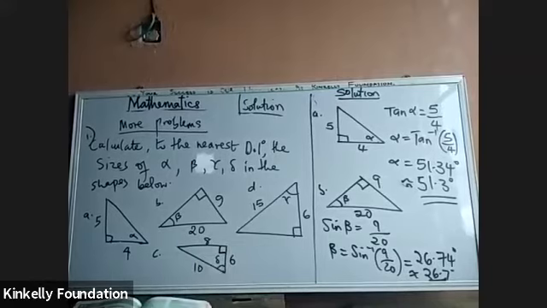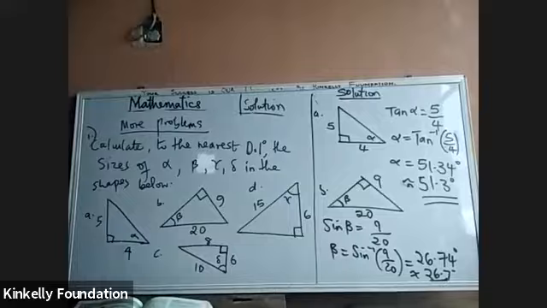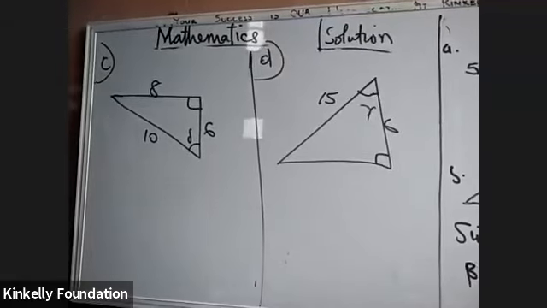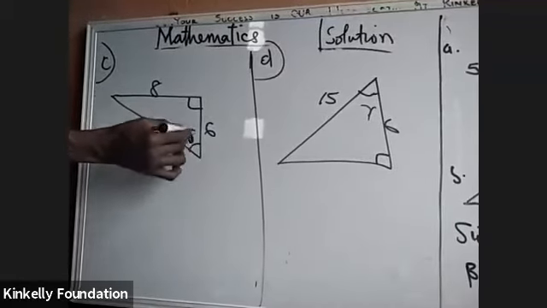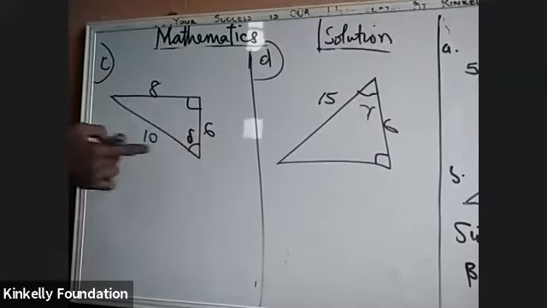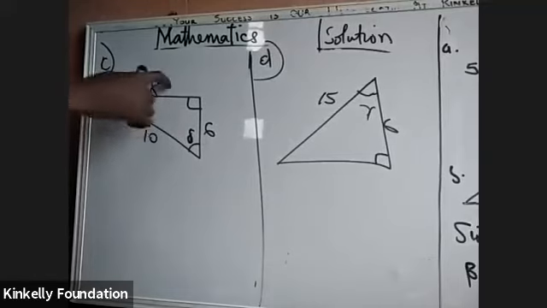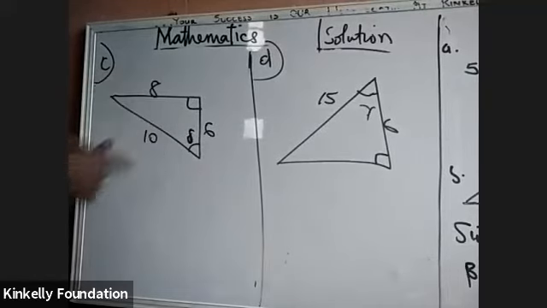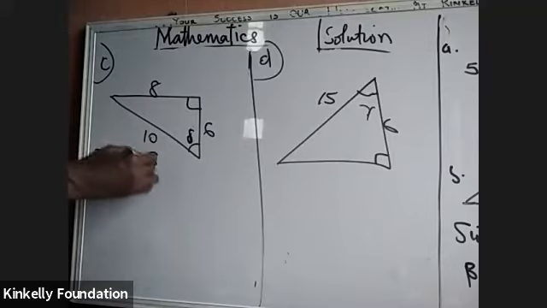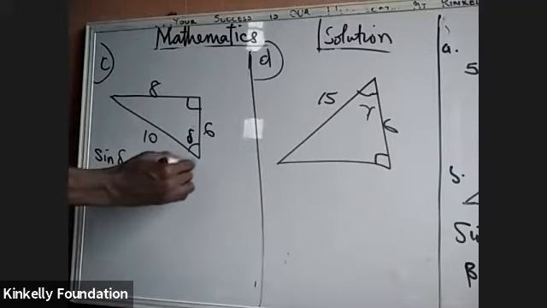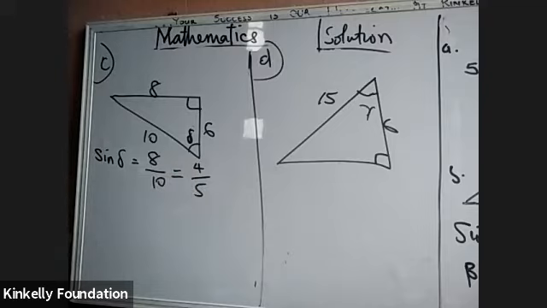A right angle triangle. Now, when you want to find delta, this is the opposite, this is the adjacent. Using this, we have opposite over hypotenuse. Opposite over hypotenuse talks about sine. Sine delta will now be 8/10, which is the same thing as 4/5.